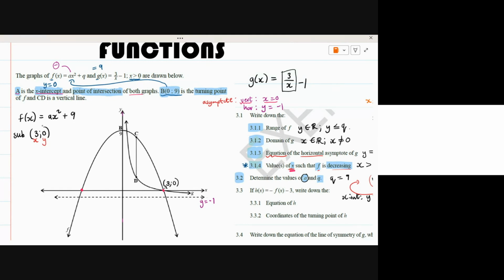All right, so I'm going to replace f of x with 0. So I'm going to get 0 equals a, and then I'm going to replace x with 3. So I'm going to get 3 squared plus 9. Now I'm solving for a, so I'm going to take this plus 9 over to the other side, and I'm going to get negative 9 is equal to 3 squared, which gives me 9, times a is 9a. And then to solve for a, I'm just going to divide both sides by 9. Therefore, a must equal negative 1.